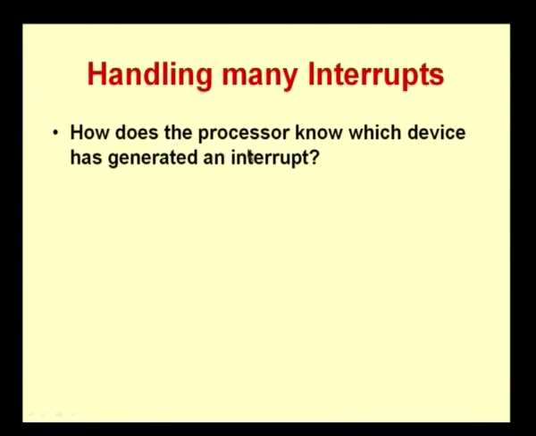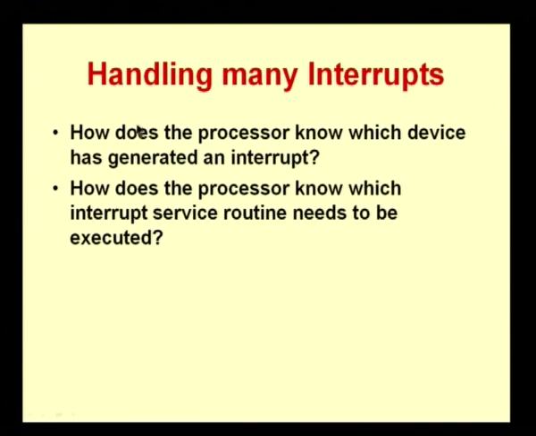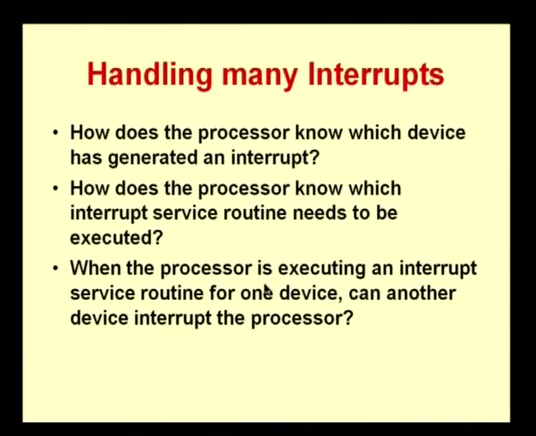The first thing that we need to look at is, how does the processor know which device has generated an interrupt? Second, how does the processor know which interrupt service routine needs to be executed? Remember that for different interrupts, different interrupt service routines will have to be executed. So, the processor will have to have a mechanism by which it is able to know which interrupt service routine needs to be executed. Third, when the processor is executing an interrupt service routine for one device, can another device interrupt the processor?